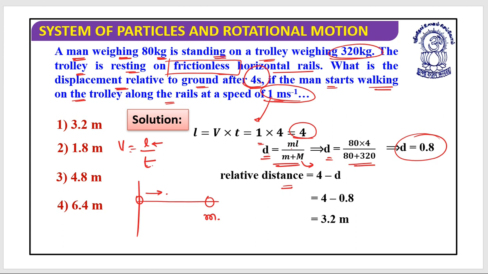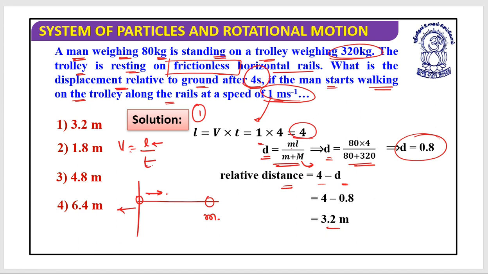the relative distance it has traveled is 4 minus d, because the person is moving in this direction while the trolley is moving in this direction. So if the trolley has been moving in this direction, then what I can have is 4 minus d. It's 4 minus 0.8, that is equal to 3.2 meters. Yes, this is one of the approaches to do the question.